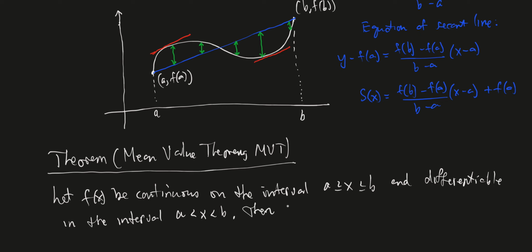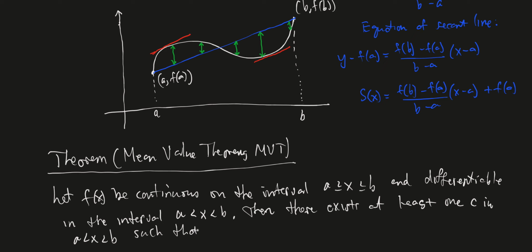So then there exists at least one c in the open interval such that if I compute the derivative at that specific point, that will be equal to my average rate of change over the entire interval.